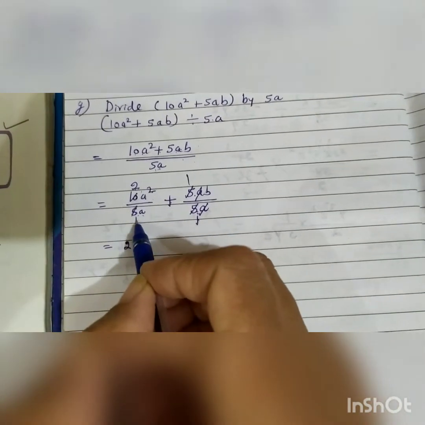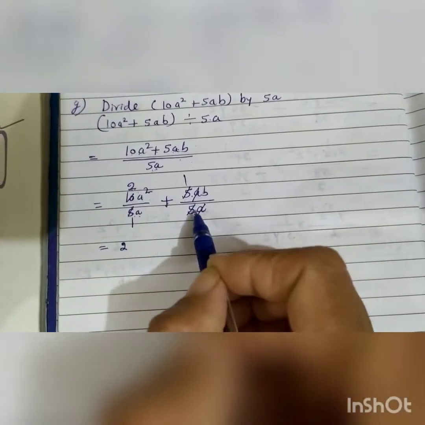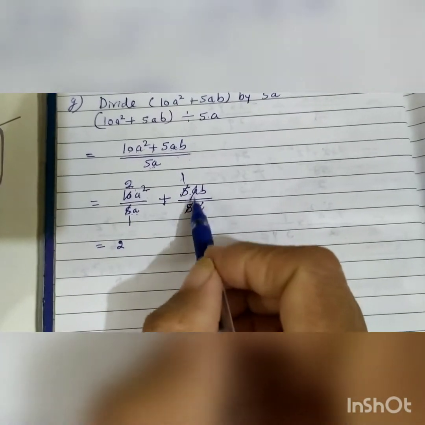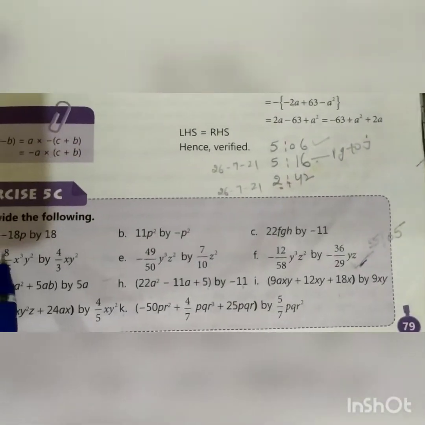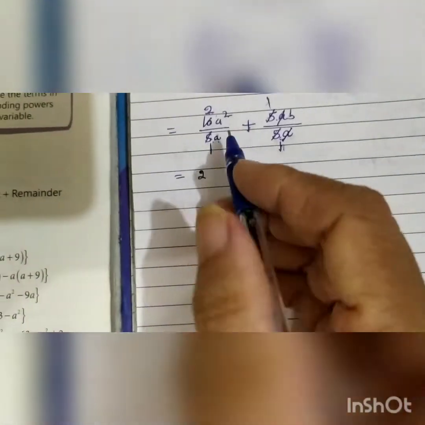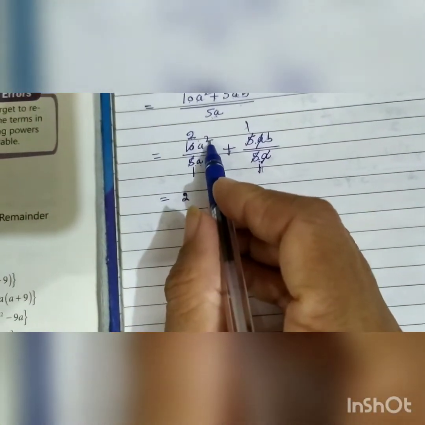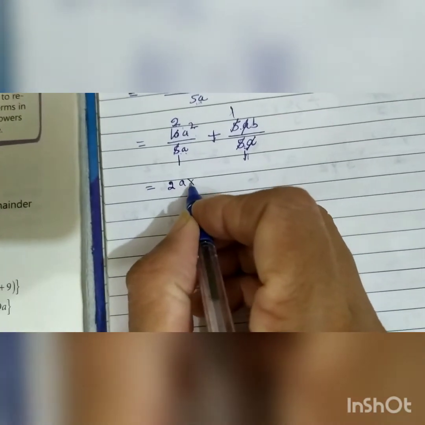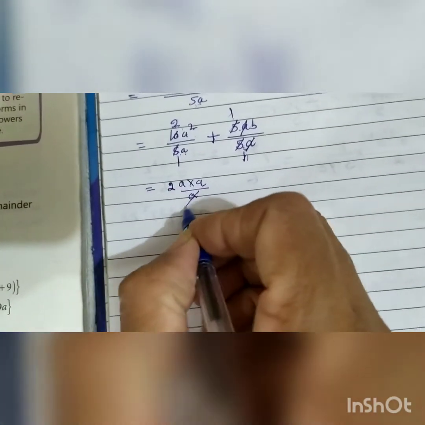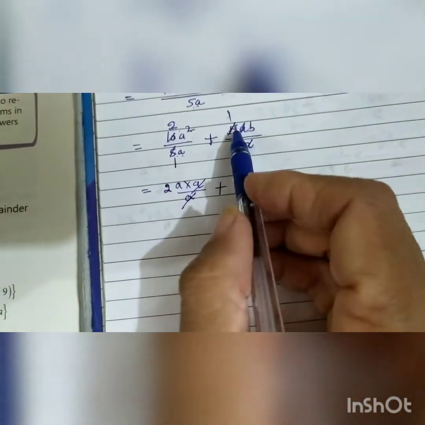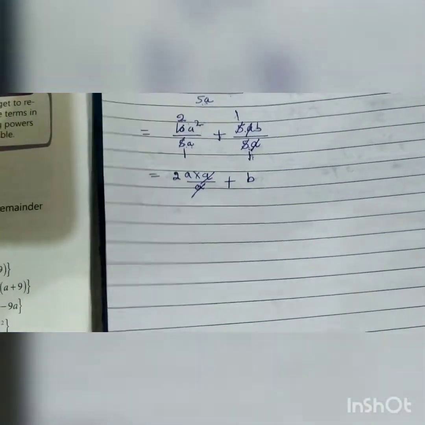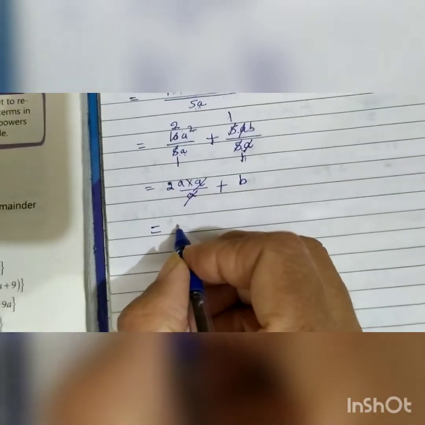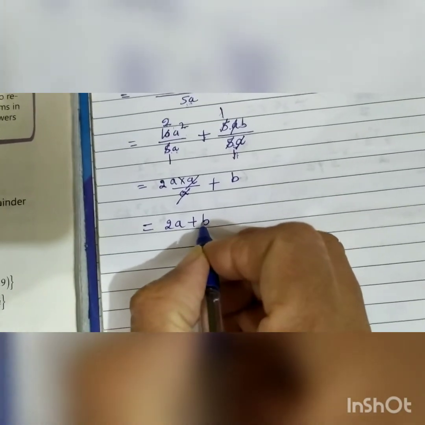Now simplify. 5 ones are 5, 5 twos are 10, 5 ones are 5, 5 ones are 5. Here a also cancels. Now we are applying the same process as we applied in parts A, B, C, D, E and F. So now this 2, then this a square. This a square means a multiplied by a upon this a, then a cancels. Plus here what is left? 1b. There is no denominator, so it will be written as b. So what is the quotient? The answer is 2a plus b.